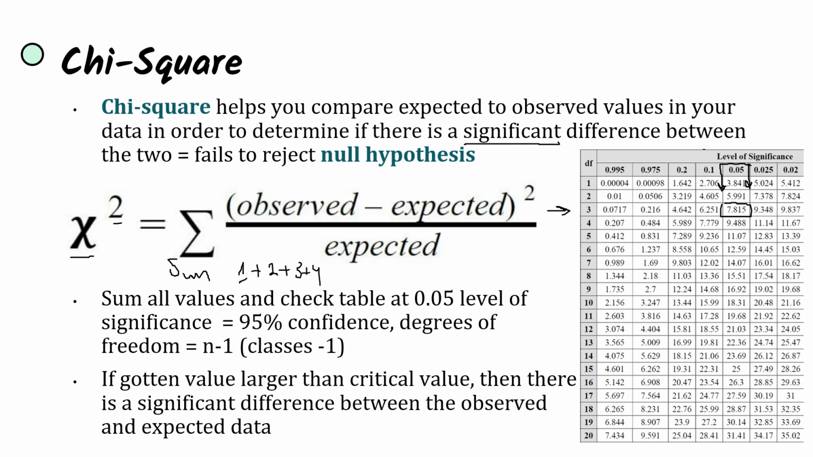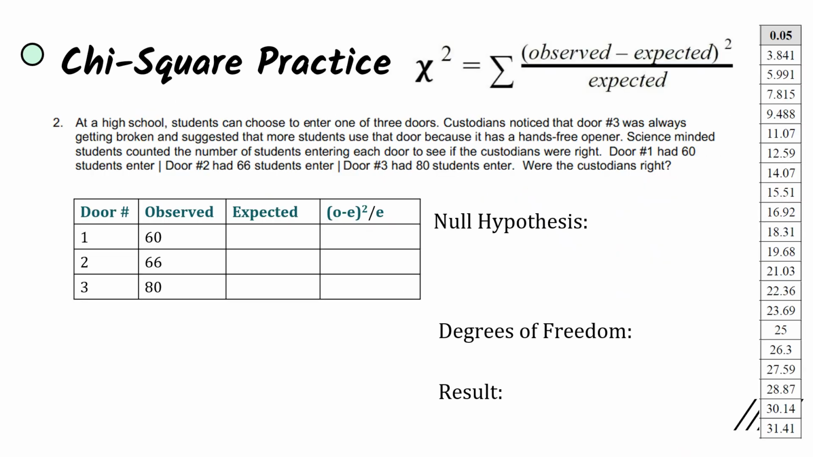Now let's put this into practice with an example. So let's do some practice. At a high school, students can choose to enter one of 3 doors. Custodians noticed that door number 3 was always getting broken and suggested that more students use that door because it has a hands-free opener. Science-minded students counted the number of students entering each door to see if the custodians were right. Door number 1 had 60 students enter, door number 2 had 66, and door number 3 had 80 students enter. Were the custodians right?